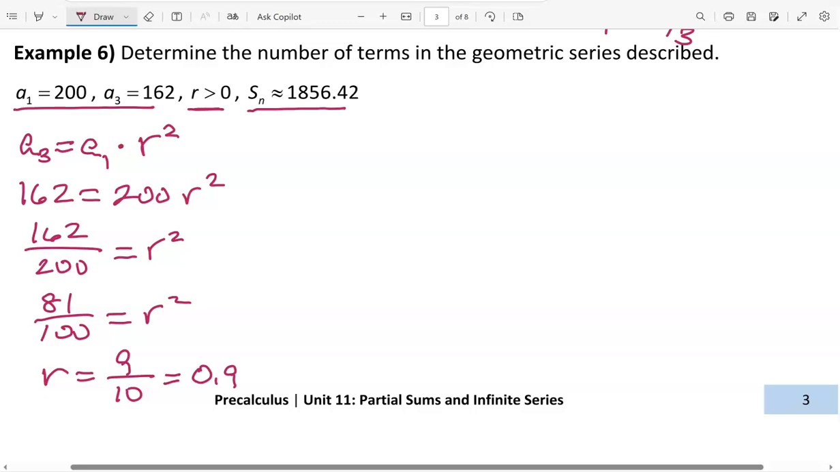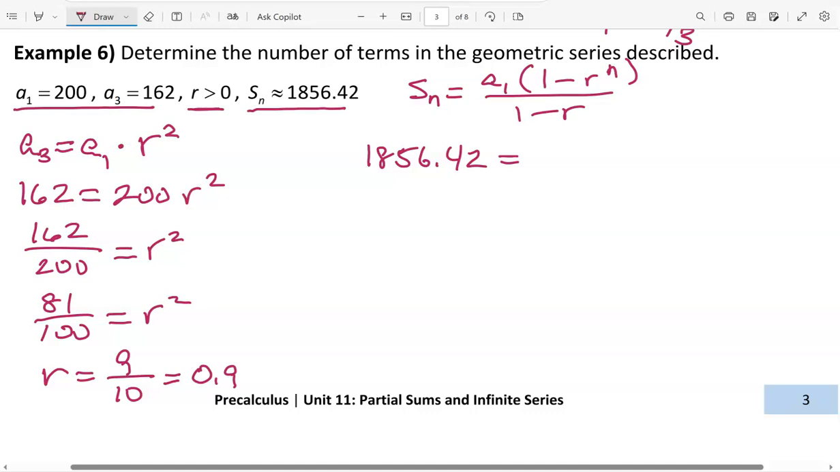So let's take a look at our sum formula. Our sum formula is s sub n is equal to a sub 1 times (1 minus r raised to the n power) divided by (1 minus r). We know s sub n, which is 1856.42, but we don't know n, the number of terms. We also know a sub 1 is 200, and we know that r is 0.9.